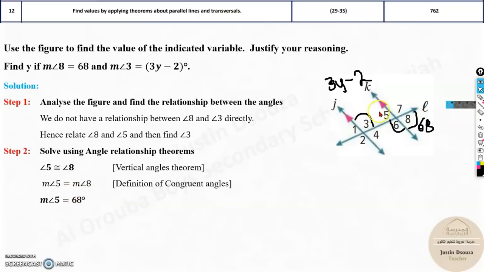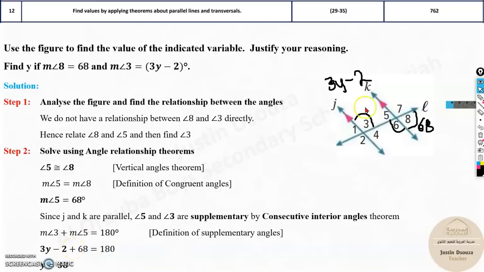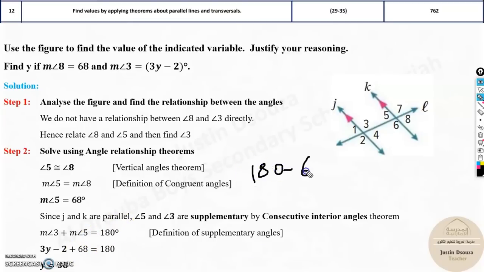Now what do we do? We know the consecutive interior angles are supplementary, or 180 degrees. So add 3 and 5. That must be 180 degrees. That is basically you're adding 3y minus 2 plus 68, since angle 5 is 68 degrees, and that is equal to 180. Solve this, you will get the answer. You can solve it by steps. That is, take 68 minus 2, which is 66, and take 66 to the other side. It will be 180 minus 66, and then whatever the answer is, you need to divide it by 3. You will get the answer, 38.